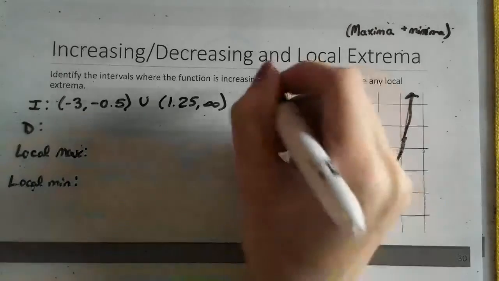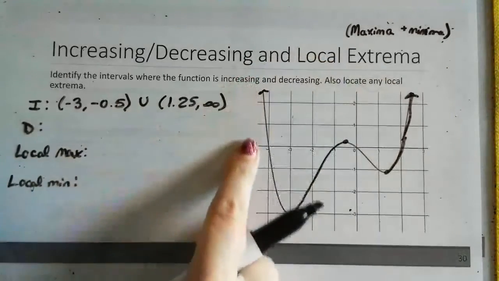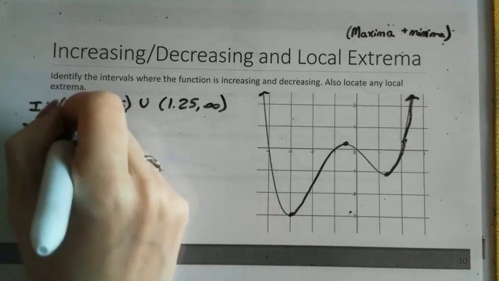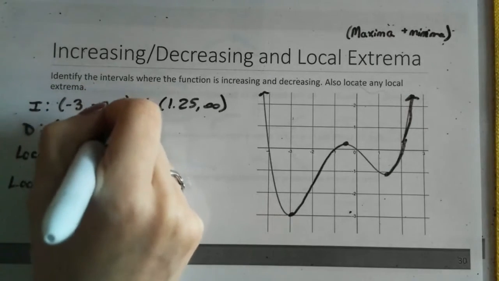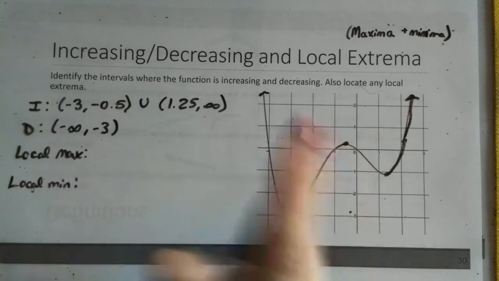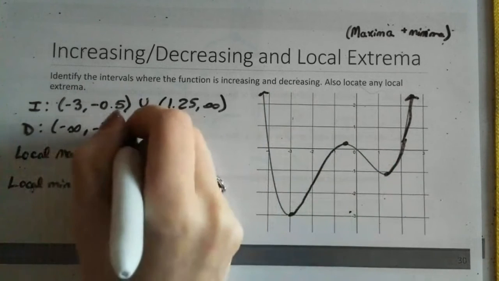Let's look for decreasing. So again, if there's an arrow at the end here, we're decreasing all the way until we reach x equals -3. So from -infinity until -3, we're decreasing. And then again, from -1/2 to a positive 1.25.